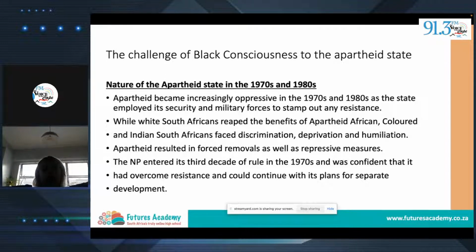The NP entered its third decade of rule in the 1970s, and it was confident that it would overcome resistance and would continue its plan of separate development for South Africa.